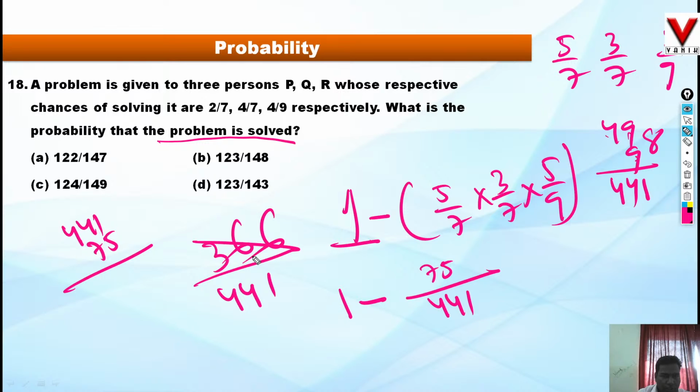Question number 20. Find the probability that a leap year has 52 Sundays. 1 year is 365 days. In the leap year it is 366 days. How many weeks? 362 divided by 7. 7 5s are 35. Monday, Tuesday, then Tuesday, Wednesday, then Wednesday, Thursday, then Thursday, Friday, then Friday, Saturday, Sunday.